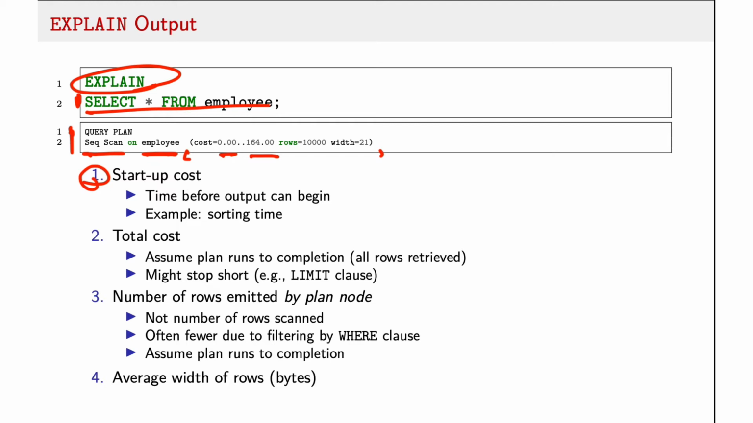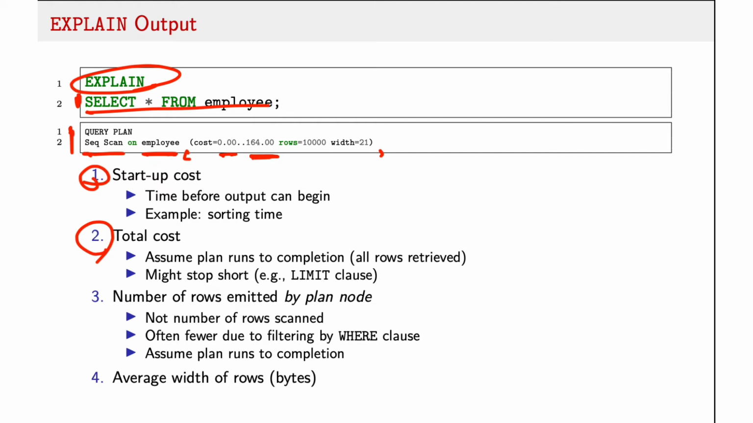The second number, 164 in this case, is what's called the total cost. So the database is telling us that it can start returning information to us immediately. That's the startup cost of 0, and it's going to take 164 units of cost to complete this query. Now, what in the world is that unit of cost?